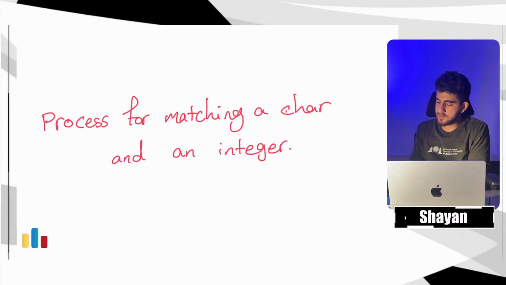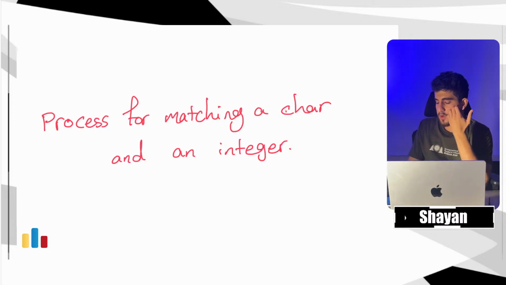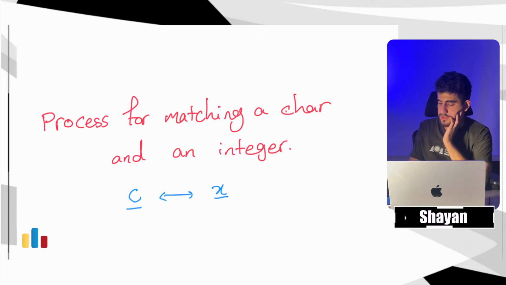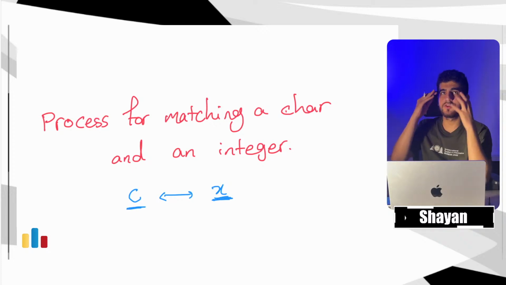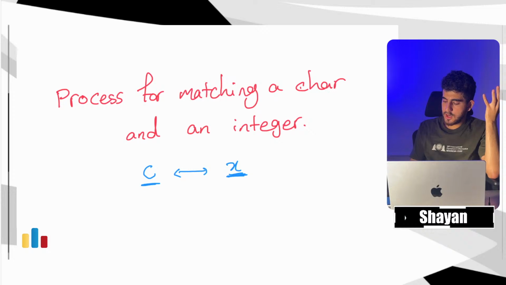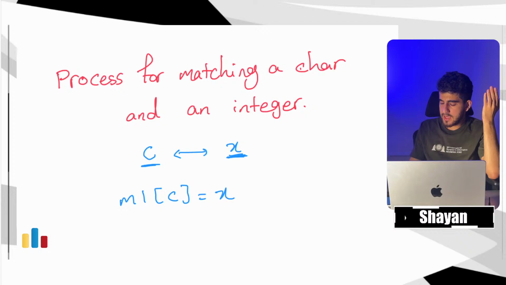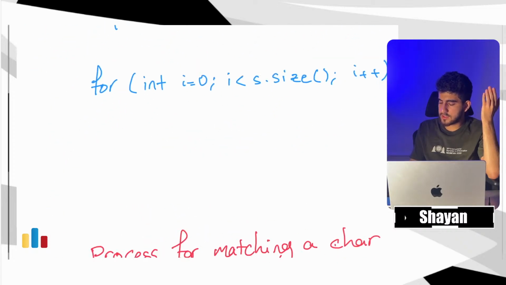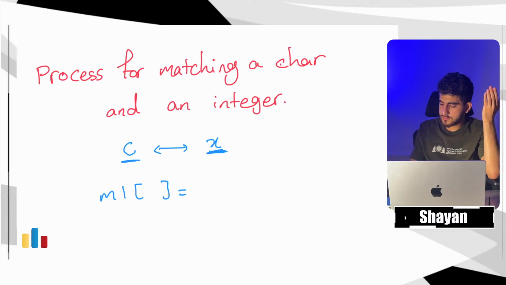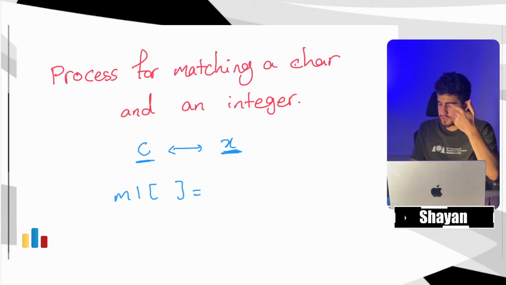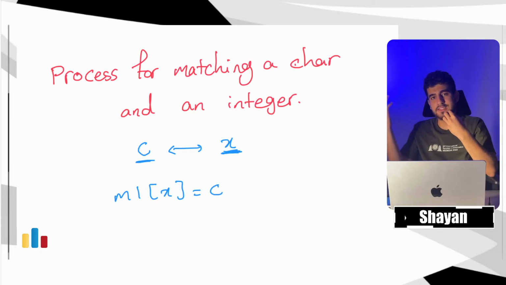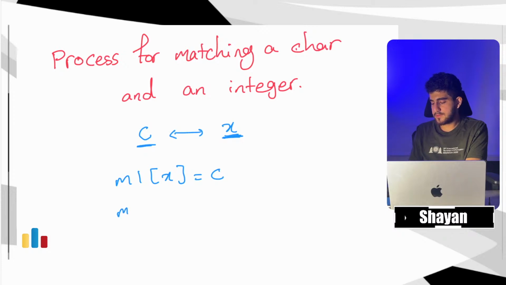When I want to match two of them, if my character is C and my number is X, I want to match C and X. It's like I want to marry them. You can somehow look at it like that. I can say that M1 of C is equal to X, and the first one was int to char, so M1 of X equal to C, because the first one maps an integer to a character. So M1 of X is equal to C, and the match of C is equal to X.